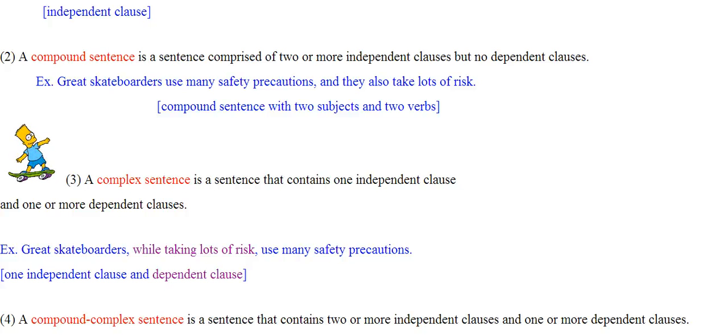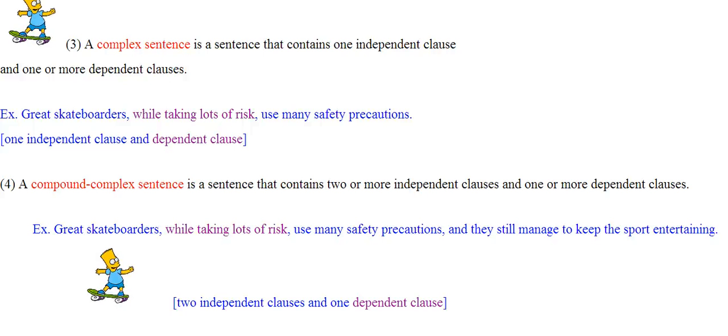So next we have a compound complex sentence. A compound complex sentence is a sentence that contains two or more independent clauses and one or more dependent clauses. So to me, that's like the extended family. We've got two or more adults with one or more dependent children, and they can handle it because they're all working together as a family.